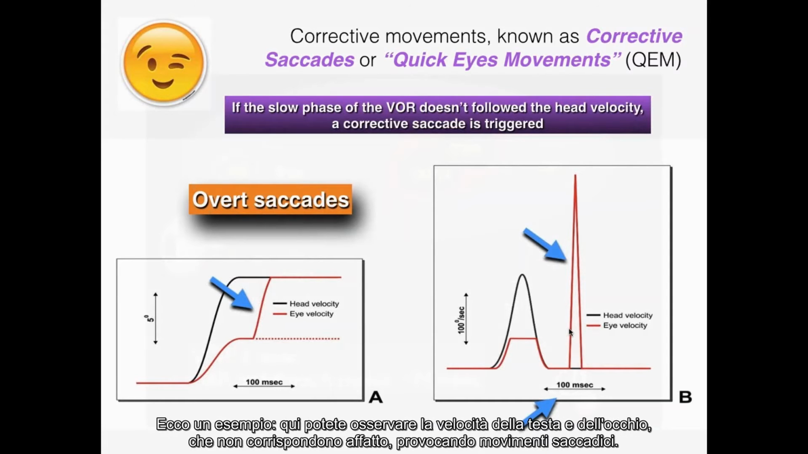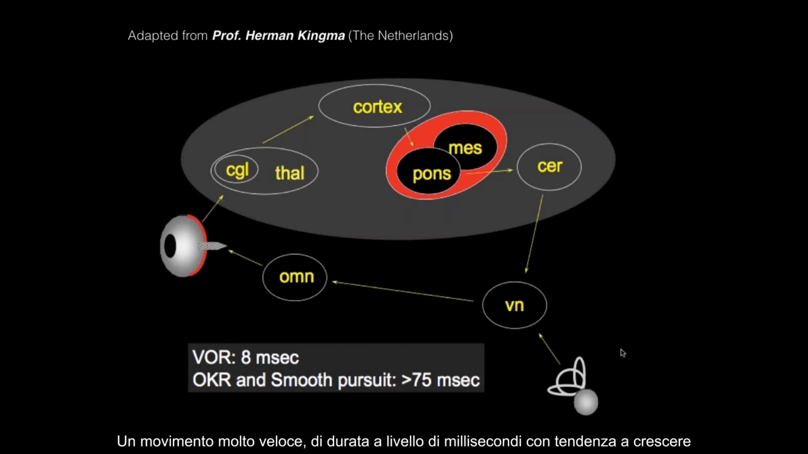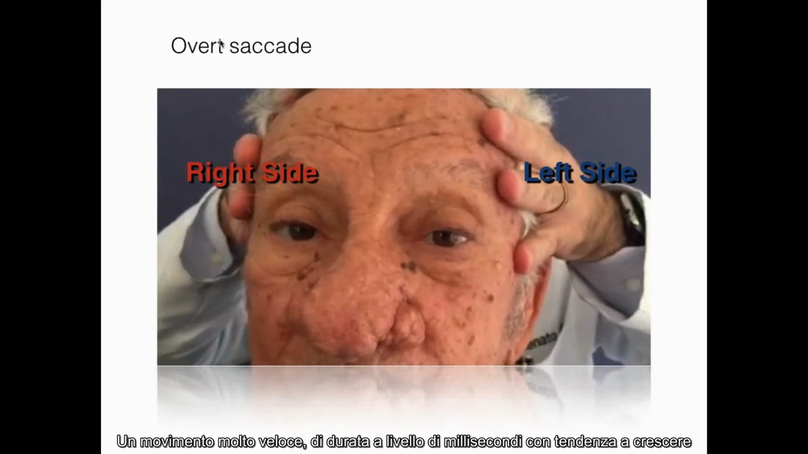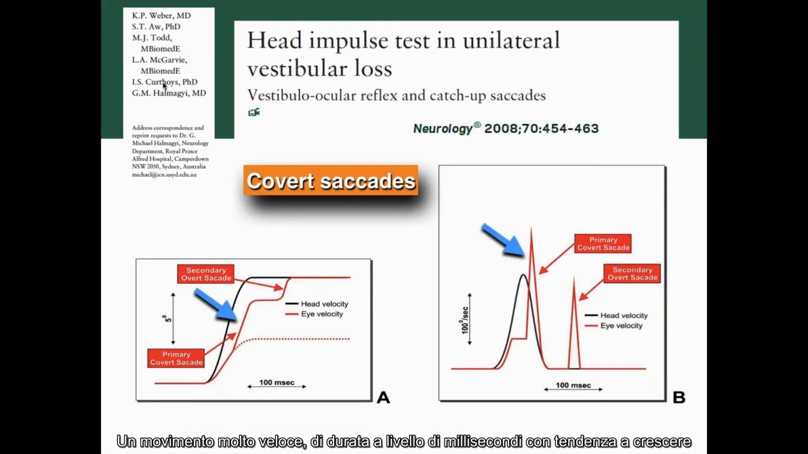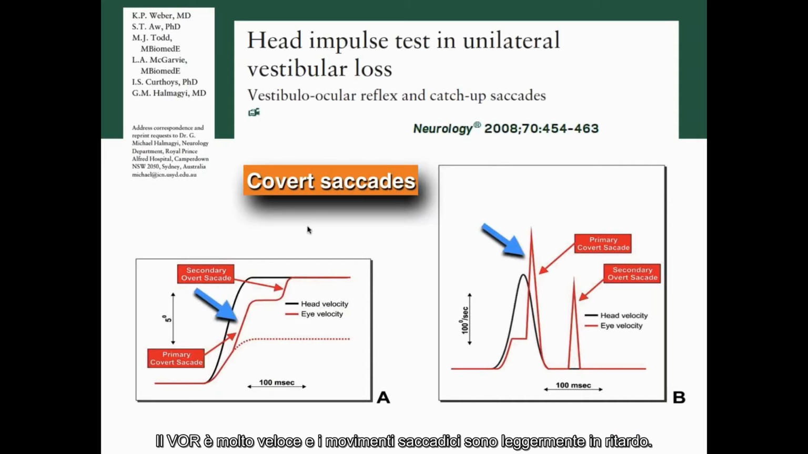So here's an example. You have the head velocity and you have the eye velocity. So it doesn't match at all. So it triggers a saccade, which is a very fast movement, but it takes much more than the 8 milliseconds of the VOR. We know that saccades take around, milliseconds to be triggered, especially because of the cortical involvement. This is the reason the VOR is quite fast, and the saccades have a different pathway.